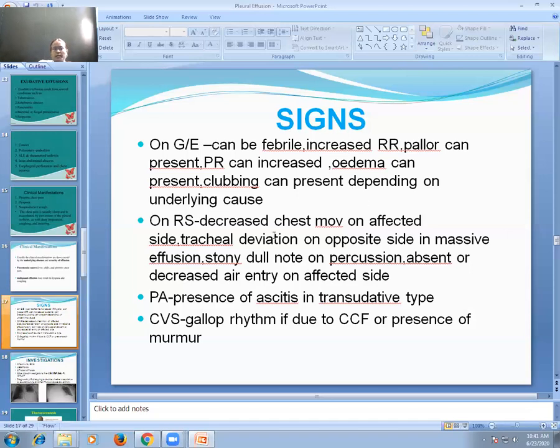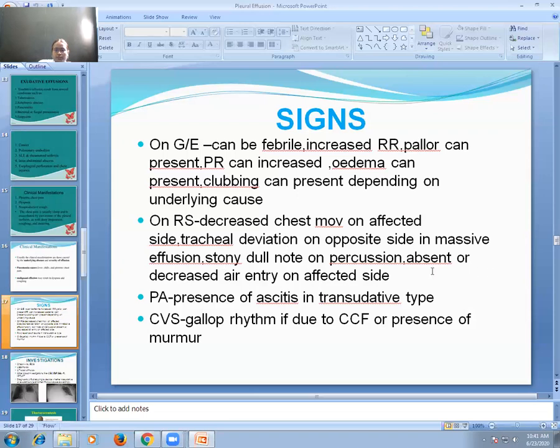So positive finding in inspection: decreased chest movement on the affected side. In palpation, you can confirm that there is decreased chest movement on the affected side. There is local tenderness on palpation. Then the position of trachea is deviated to the opposite side. In case of percussion, there is a stony dull note.